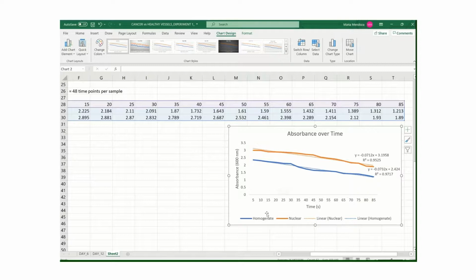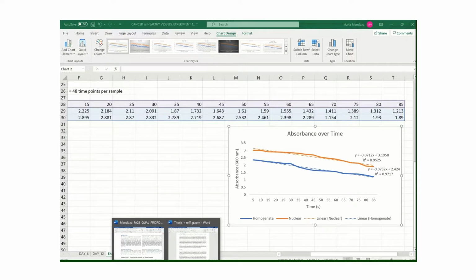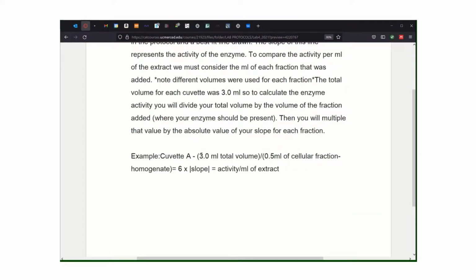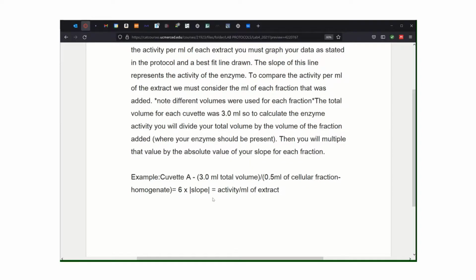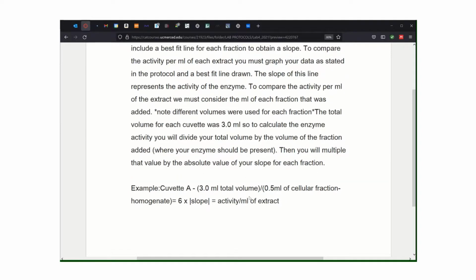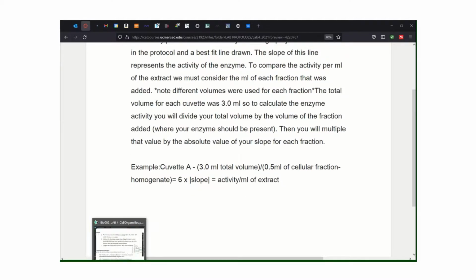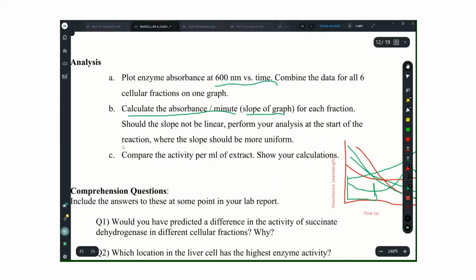And then remember, it's only facts. Say, you know, fraction 1, or the homogeneous fraction, had a slope of blah blah blah. Fraction 2, or the nuclear fraction, had a slope of blah blah blah. And then you can say it had an enzyme activity per mil, you know. You can answer the questions that were asked here in A, B, and C.